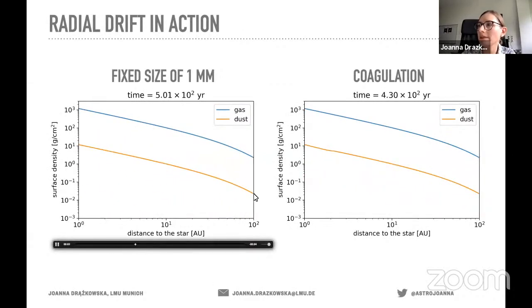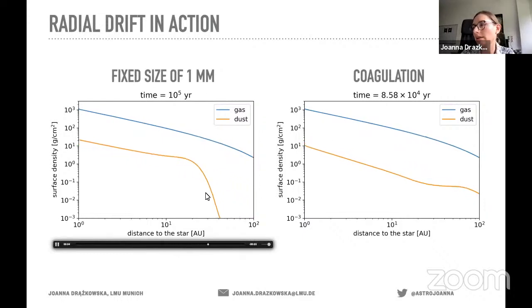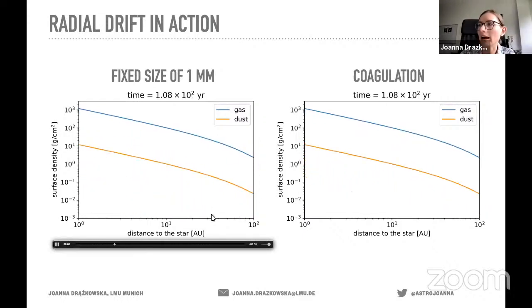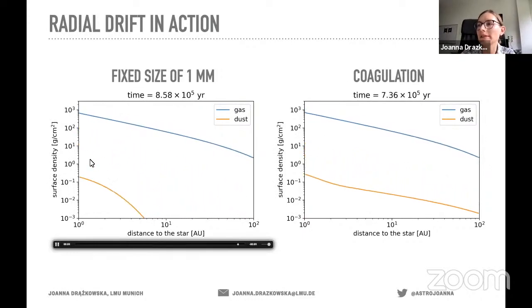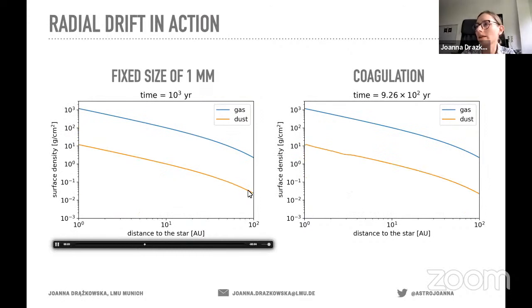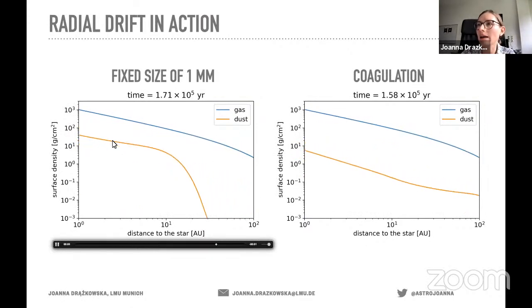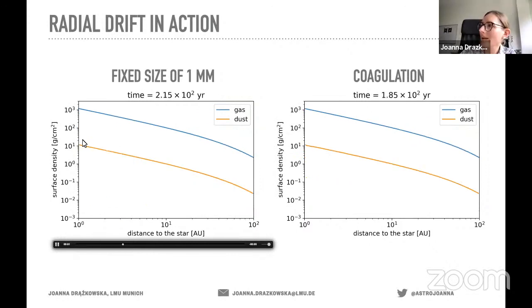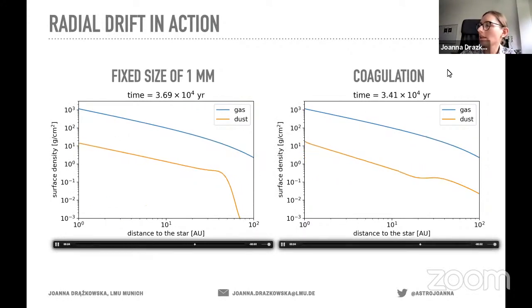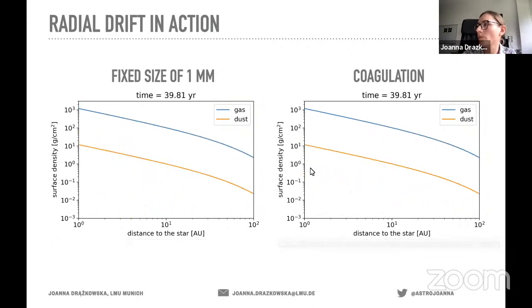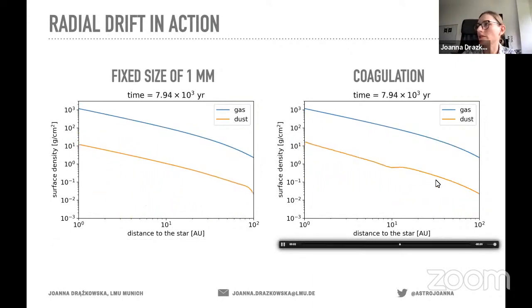So for these 1 millimeter sized grains, the disk is cleared from the outside, where those 1 millimeter grains are already well decoupled in the outer parts of the disk, while they are still coupled in the inner parts. So we get this temporary pileup, and then everything is gone. While in the dust coagulation model, it's a different picture of more homogeneous depletion of the solids from the disk. So why is there such a big difference?